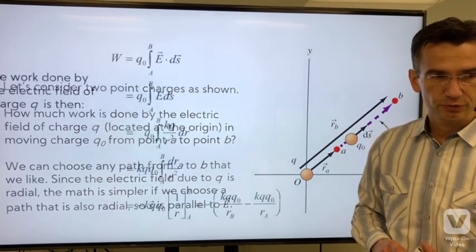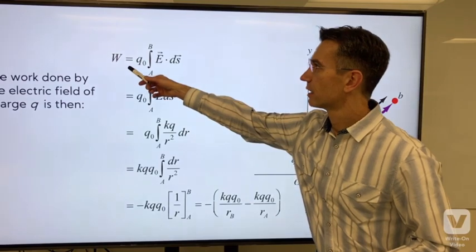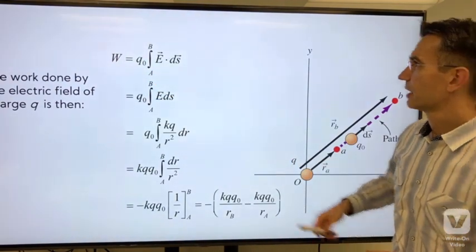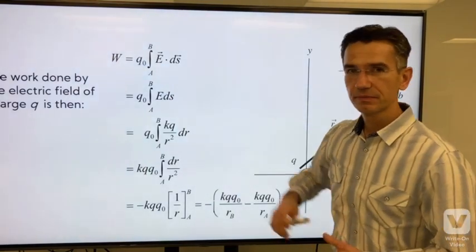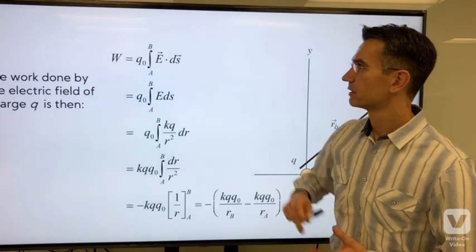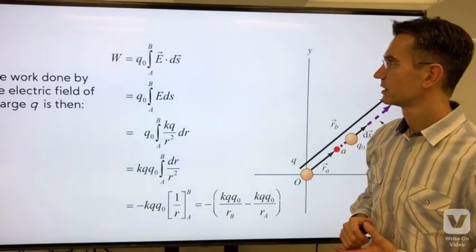So let's go through the steps. The work done by the electric field then is going to be Q0, which is the magnitude of the charge that we're displacing, moved from A to B, and we have a dot product of the electric field and the displacement vector, and Q0 times the electric field is just the electric force.